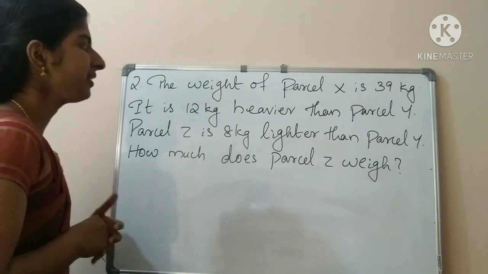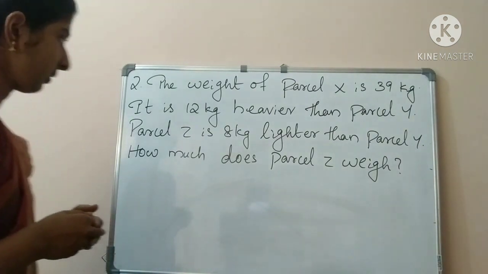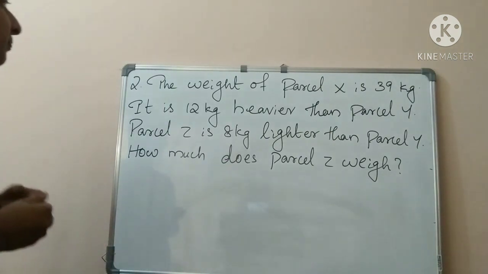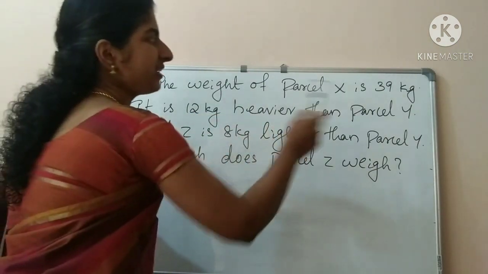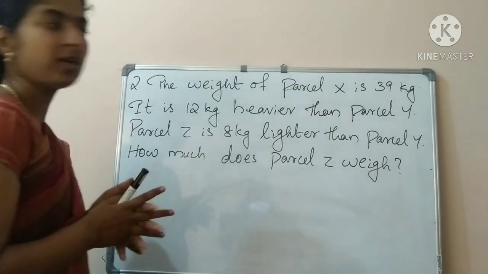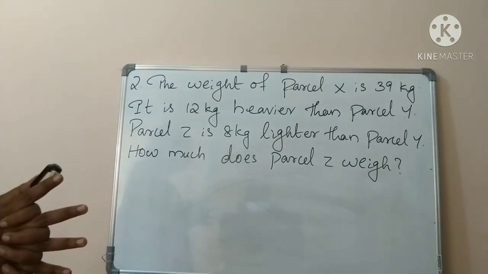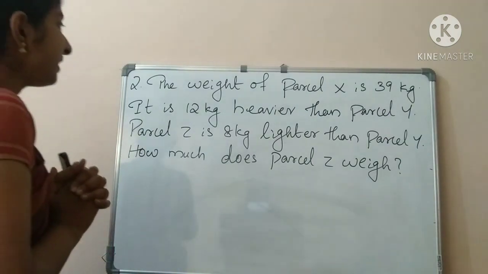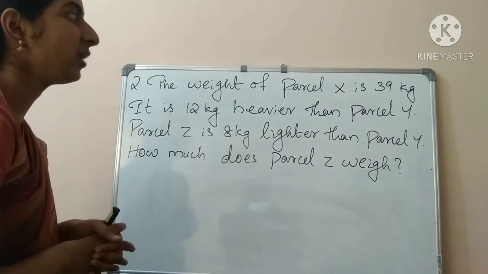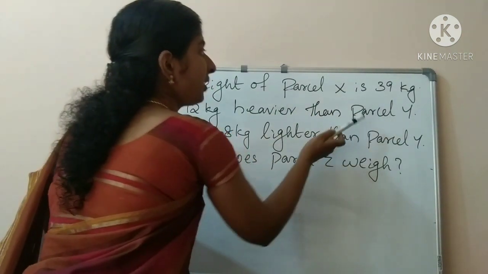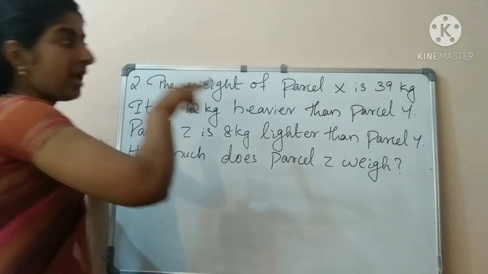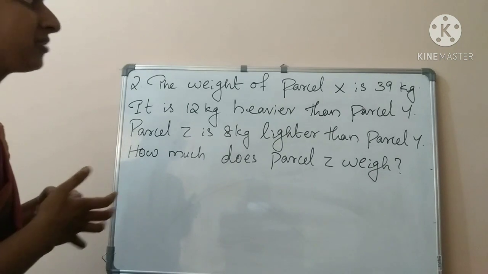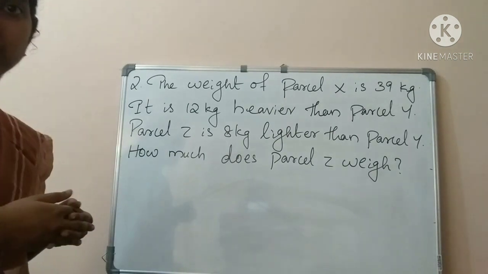Parcel Z is 8 kilogram lighter than parcel Y. How much does parcel Z weigh? See, the weight of parcel X is 39 kilogram. Then it is 12 kilogram heavier than parcel Y. This 39 is 12 kilogram heavier than parcel Y. Comparing to parcel Y, the parcel X is 12 kilogram heavier.